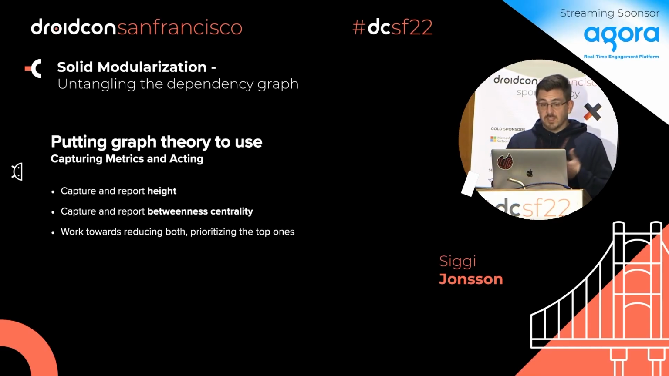So when I was putting all this to use, we started to capture the metrics and act on them. We now had actionable insights with measurable results, and we started to capture and report on the height of our modules in a graph, and the betweenness centrality and some other module statistics. We started working towards reducing both of them, prioritizing the ones with the highest height and the highest betweenness centrality, and trying to optimize those.